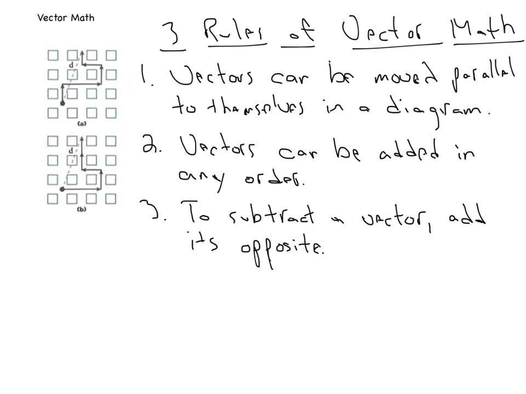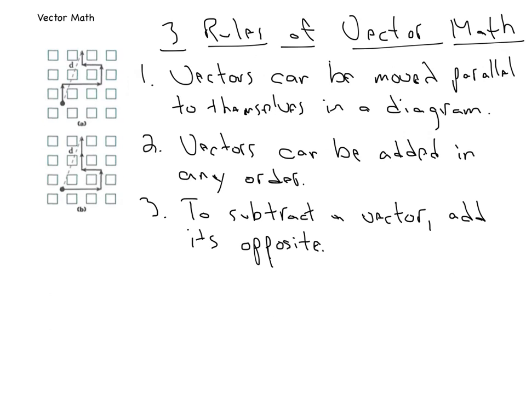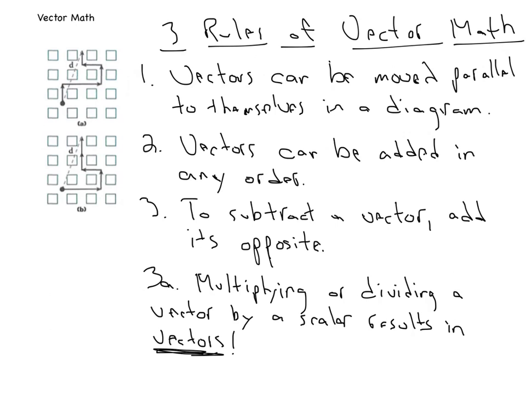And I'm going to add rule 3A here. And that is this: if you multiply or divide a vector by a scalar, it still is a vector. For example, if a cabbie is driving with a certain velocity vector v, and we want him to go twice as fast, we could say we want 2v, and all that would be an arrow twice as long as our original vector, right? So 2v would look like this, but we still have a vector.